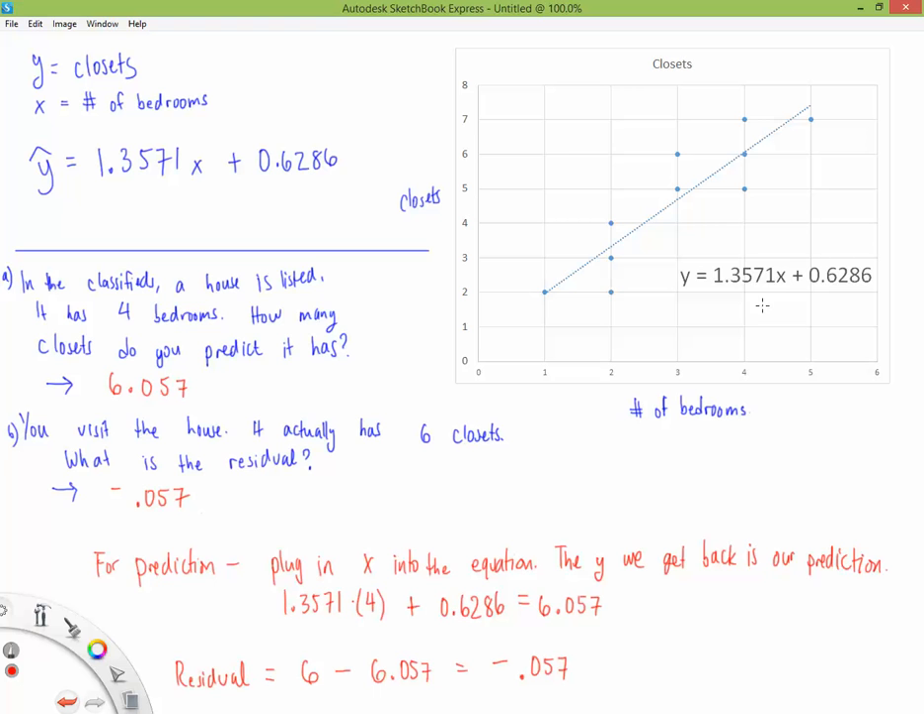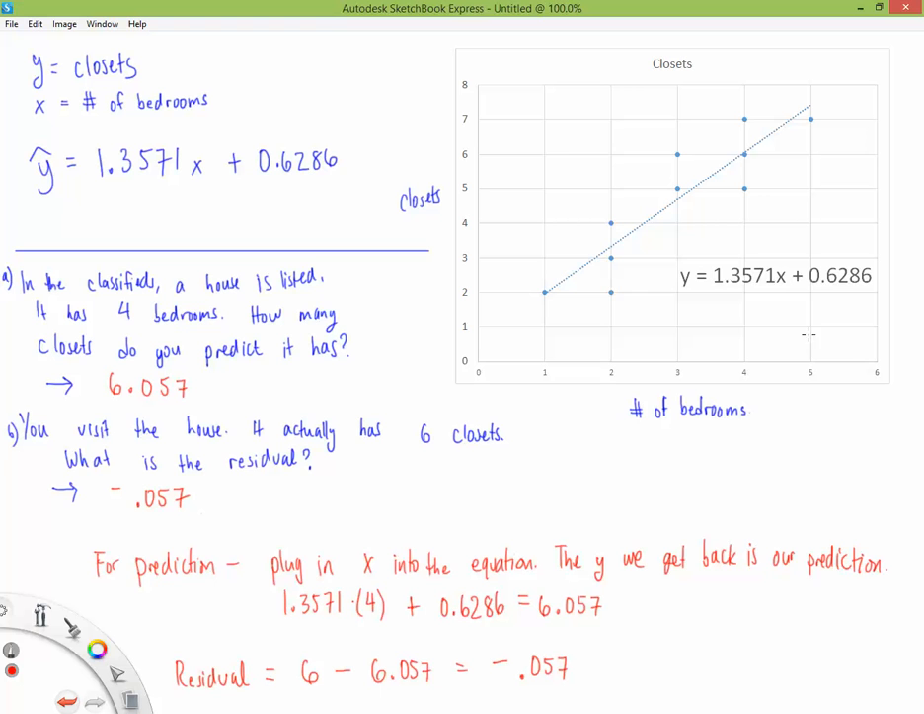actual value. Now, if we went to another house, though, maybe it has 4 bedrooms and it has 7 closets, then we would be off by almost 1, 0.943 or something like that. So sometimes a data point fits very much what the prediction line is like. Sometimes a data point doesn't, okay?